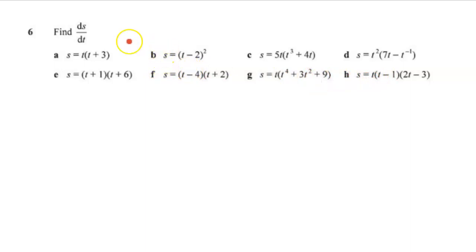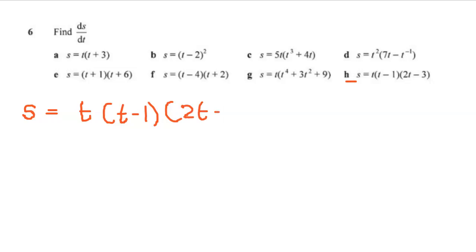Okay, now again let's start writing. Let's say I got s, this question we're doing, I got s equals t bracket t minus 1, and then I got 2t minus 3. So the first thing I need to do is simplify that one. I need to multiply that thing in.